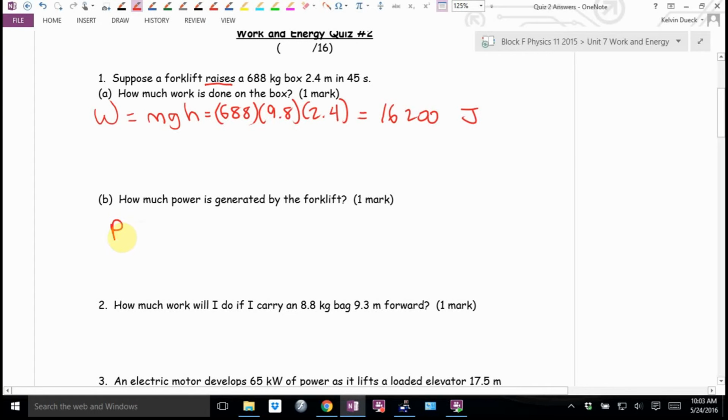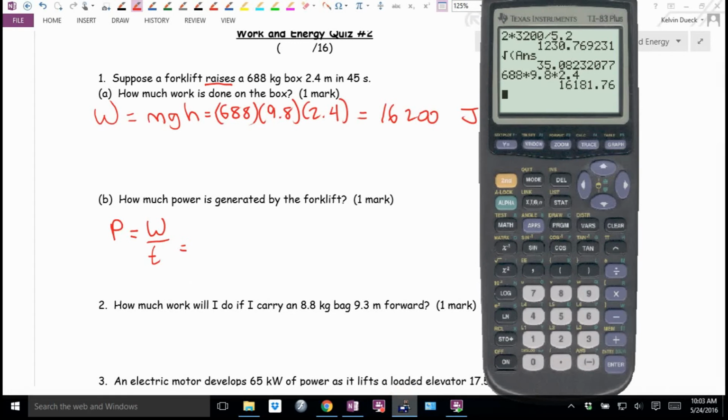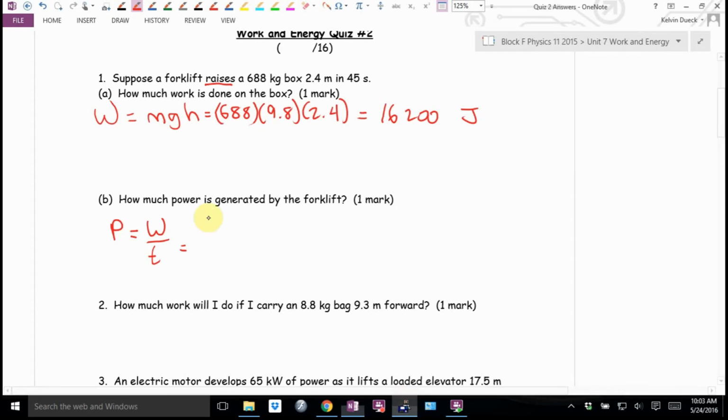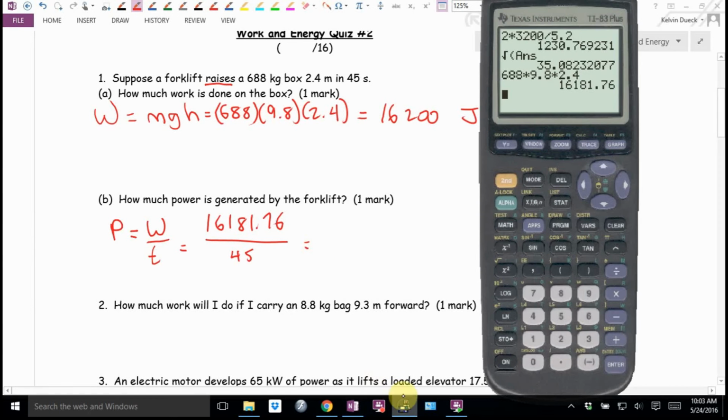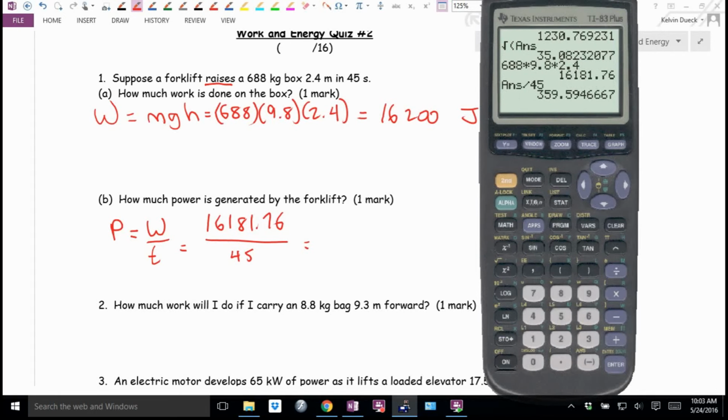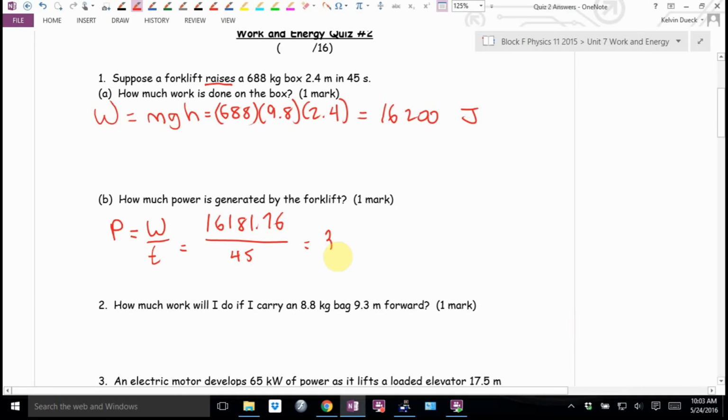How much power? Well, power is work over time. It's going to be 16181.76 divided by 45. I get 359.6. I'm going to go 359.